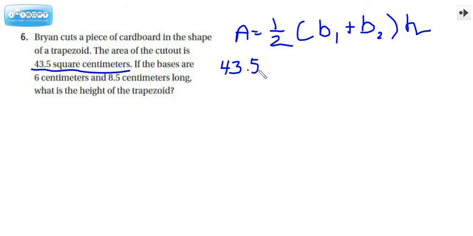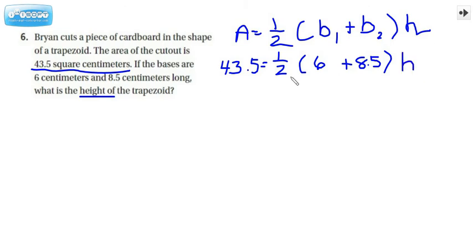Alright, let's substitute in the other values. Half is always a constant, and now let's plug in the parallel sides. They're talking about the bases being 6 and 8 5/10, so let's plug those in. And what they want to know is the height. That's what they are asking for, so we'll bring the variable down of h.